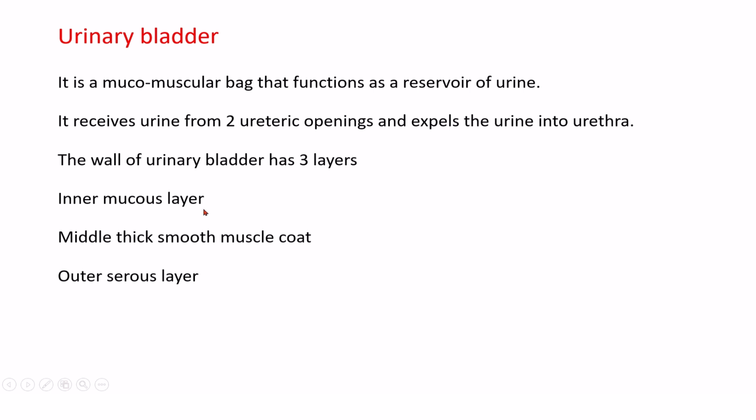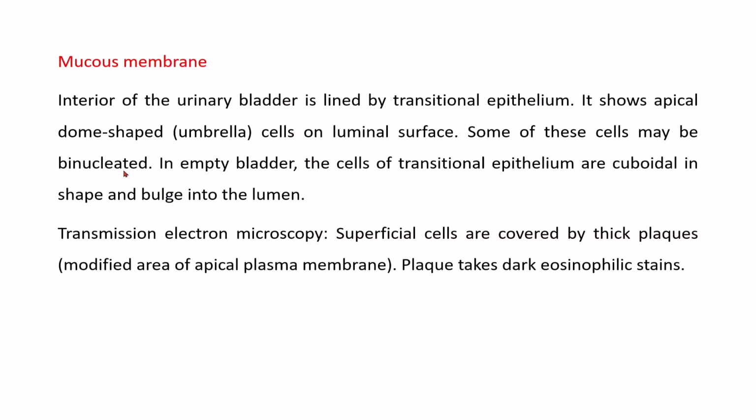The wall of the urinary bladder has three layers: the inner mucous layer, the middle thick smooth muscle coat, and the outer serous layer.